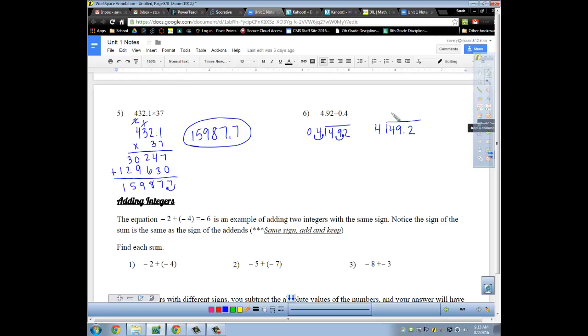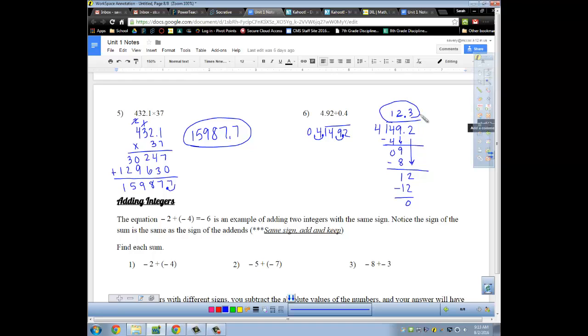4 goes into 4 one time. So subtract. 4 minus 4 is 0. Bring down the 9. 4 goes into 9 twice. 4 times 2 is 8. Subtract to get 1. Bring down your 2. Now before I do that, I'm going to bring up this decimal so I don't forget about it. 4 goes into 12 3 times. And I don't have a remainder, so my answer is 12.3.